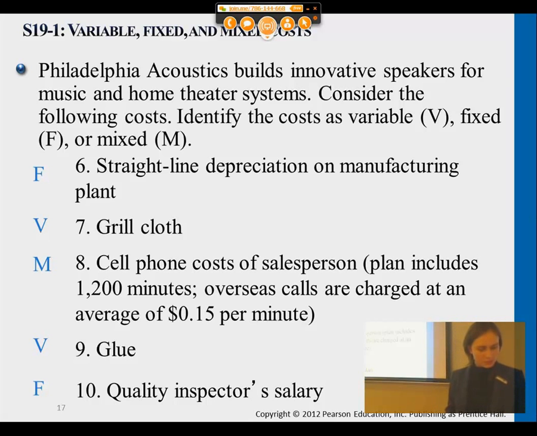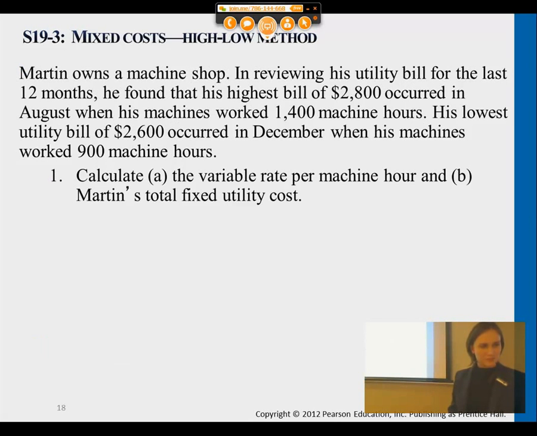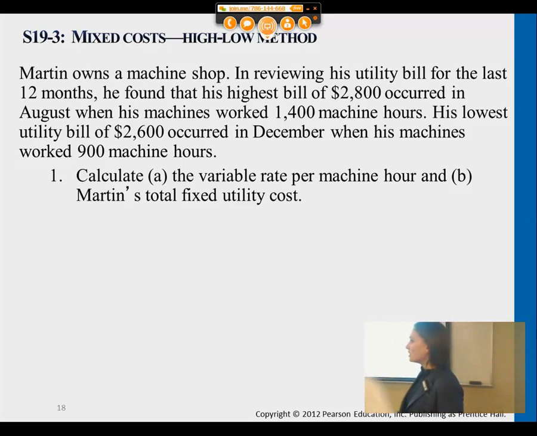Okay, because you were so good, we have another one. So we're going to do a couple parts of this problem. And ask me questions if you do not understand how we calculate this. So Martin owns a machine shop. And in reviewing his utility bill, we just talked about the utility, right? So it's all mixed costs.